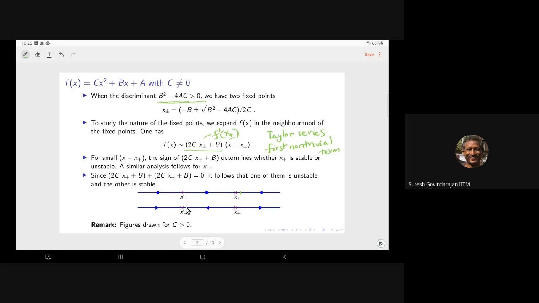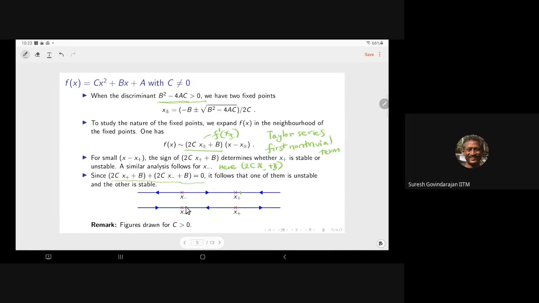Okay, so now one more trivial property. If you go to x minus, now you have the sign of 2c x minus plus b, which determines whether it is stable or unstable. But now you look at these two numbers, and if you work out what x plus and x minus are, you can verify that this is true.